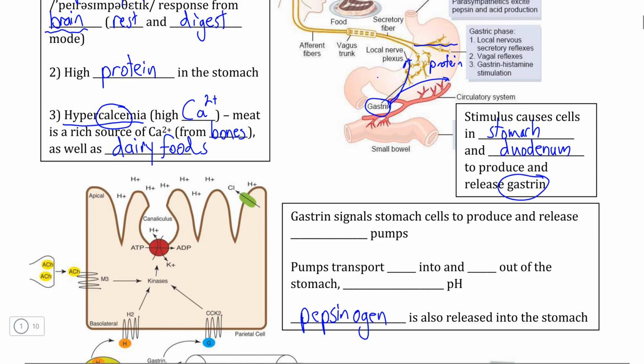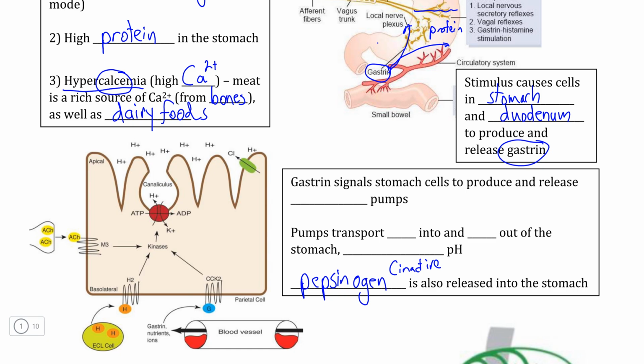So this is the first substance that cells in the stomach produce when gastrin activates them. But of course, we know that pepsinogen is inactive, and therefore we're going to need to be able to switch it on, and that requires acid.